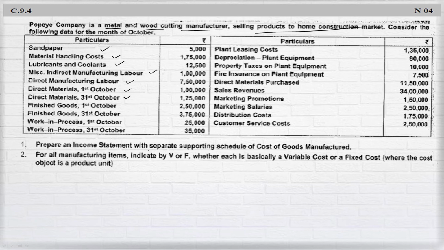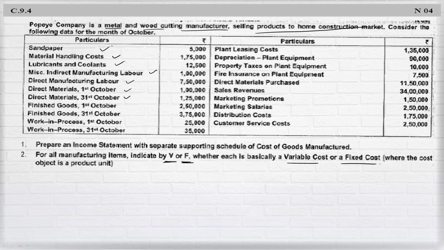Prepare an income statement. We cannot prepare because sales is not given. We will be preparing cost statement. Sales is given? Yes, sales is given. We can prepare income statement. Supporting schedule of cost of goods manufactured. For all manufacturing items, indicate by V or F whether each is basically a variable cost or a fixed cost, where the cost object is a product unit. So for each cost, you will have to say whether it is variable or fixed. If it is selling, then you will not have to say it is variable or fixed. But for all the cost, you will have to say whether it is variable or fixed.